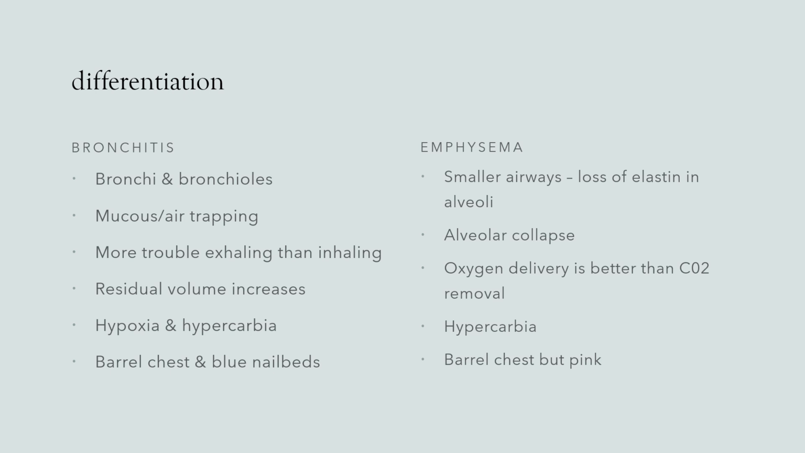Okay, so remember that COPD is that big blanket term or umbrella term that covers all the different disorders. So here's the specific differentiation between bronchitis and emphysema. With bronchitis, we're talking about the bronchi and bronchioles. You've got increased mucus production. So just imagine that mucus clogging bronchioles, which are the smallest structures right before you get to the alveoli. So you've got air trapped inside that can't exhale.